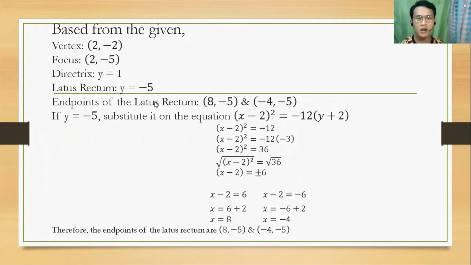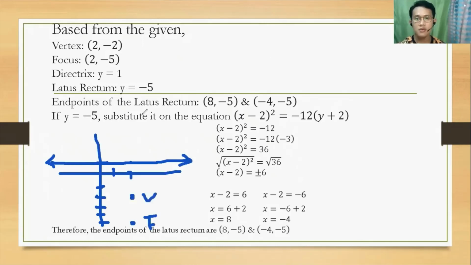I'm sorry. How did you determine, sir, that the latus rectum will be y is equal to negative 5? Because basing from the definition, the latus rectum will always pass through the focus. Since our graph is like this, let me graph it for you. So this is our vertex. So this is the graph. This is how the graph looks like. And then it will always pass through the focus for the latus rectum.